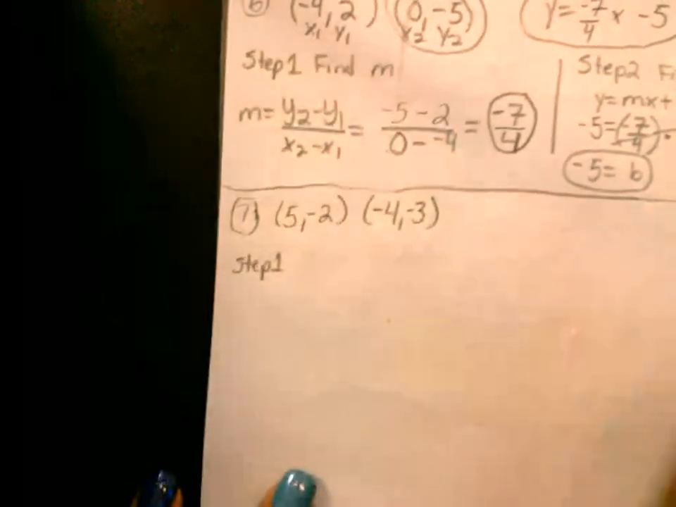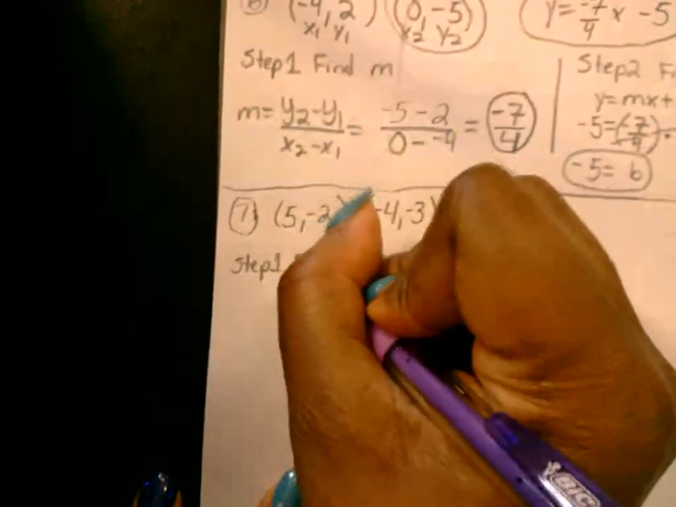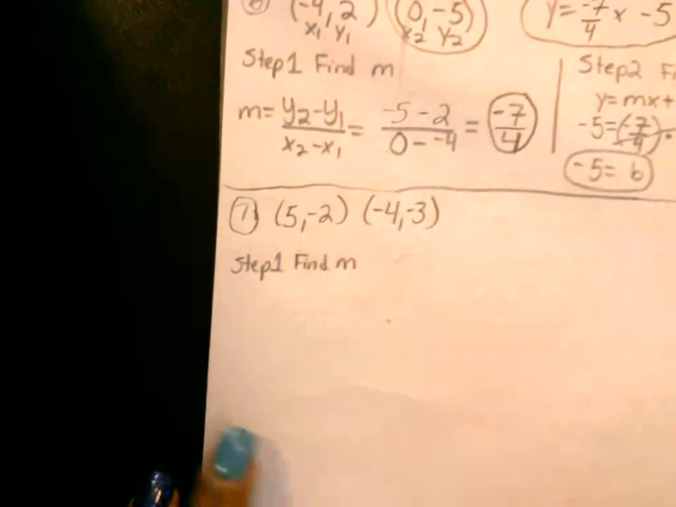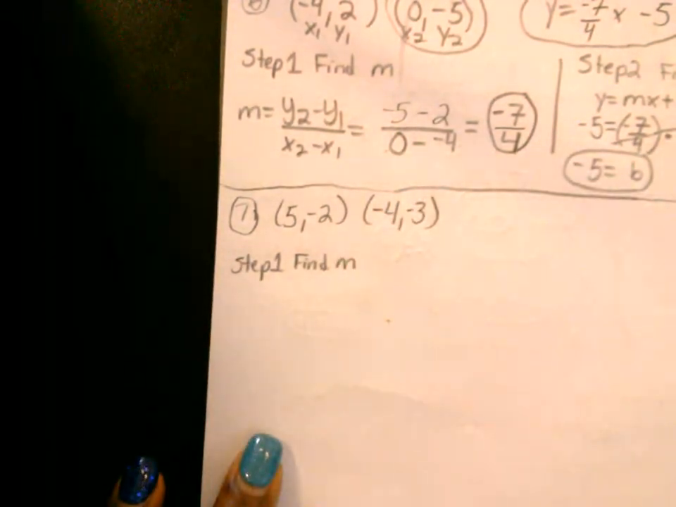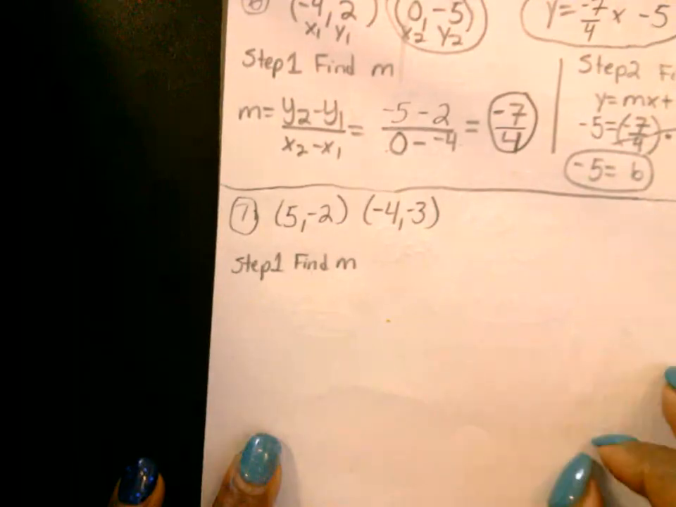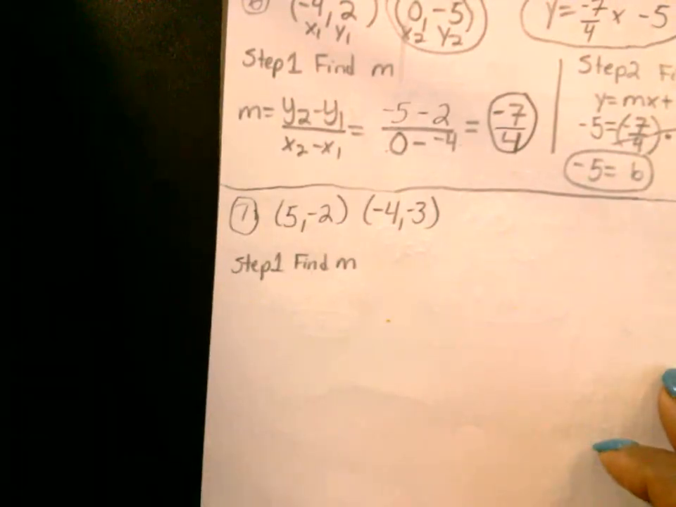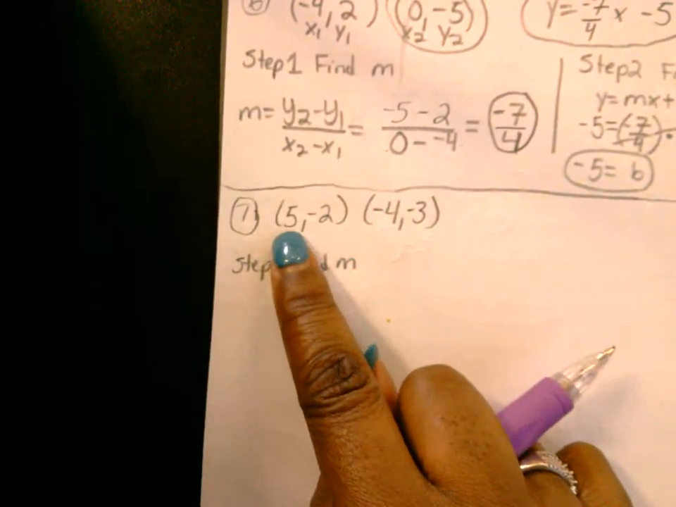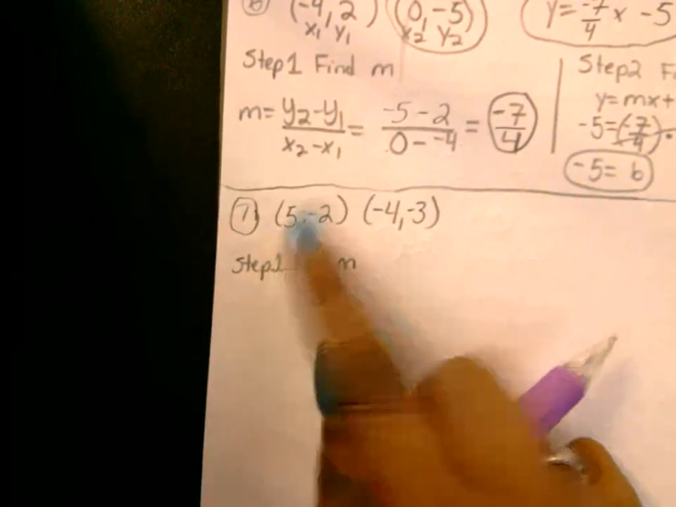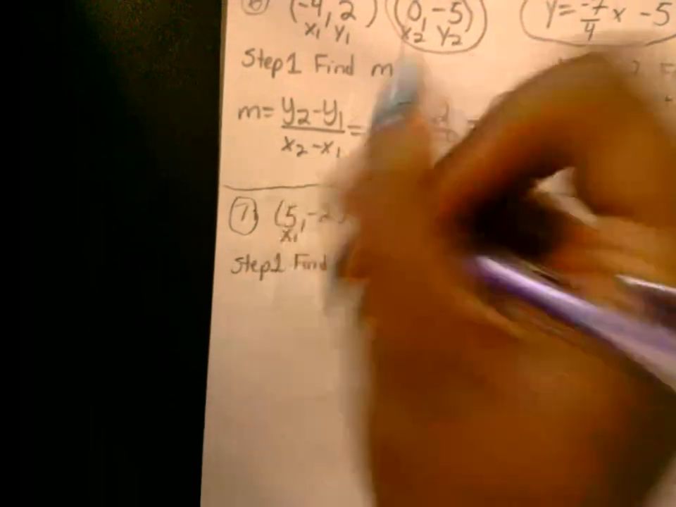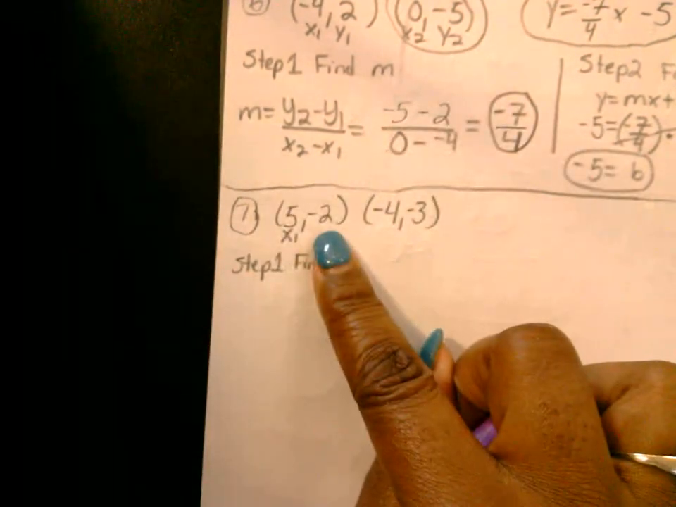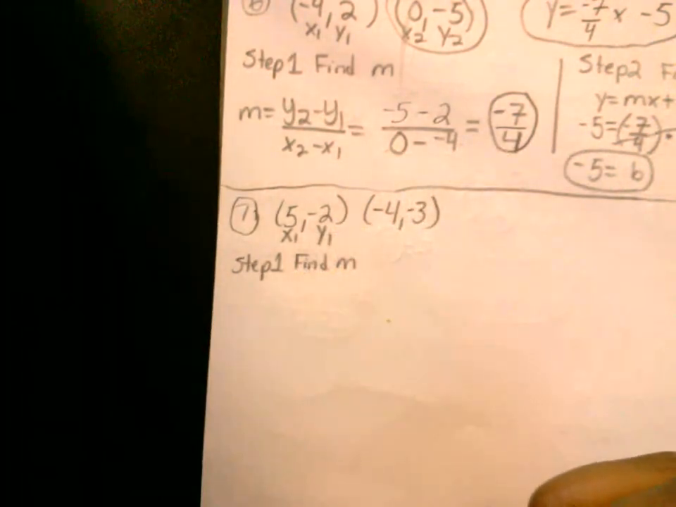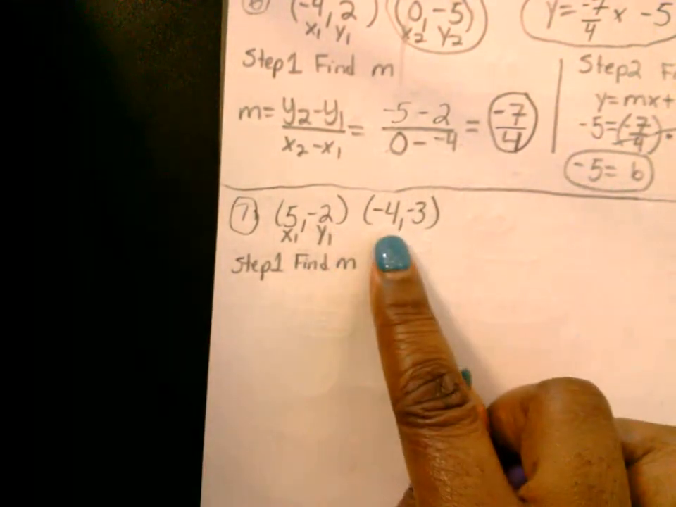All right, and what is that called? Finding the slope. Okay, so we label the points. How do you label the points, Frank? What do we label this as? X1. What do we label this as? Y1. Okay, very good. What do we label this as, Paige?